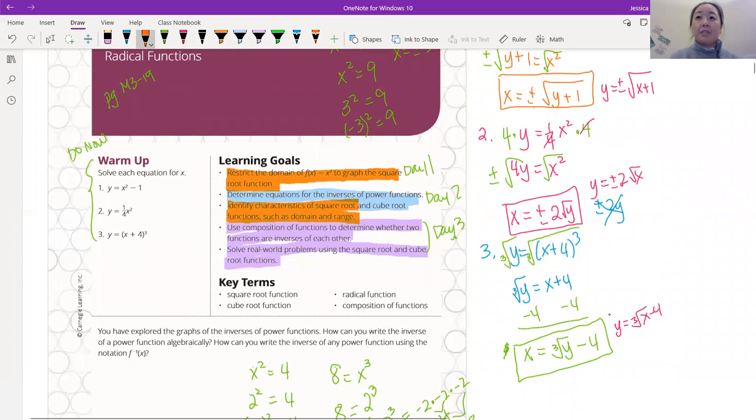And the reason why we do it first in this case is because the 4 is inside the parentheses and then the cube is on the outside. So that's why we have to do that -4 last.